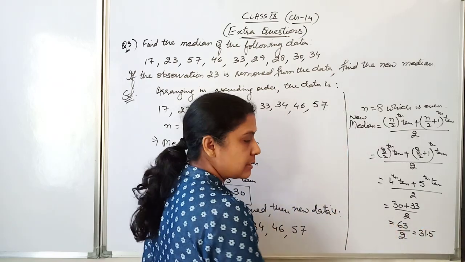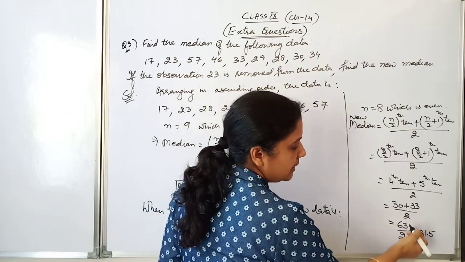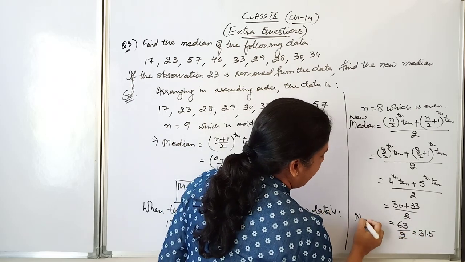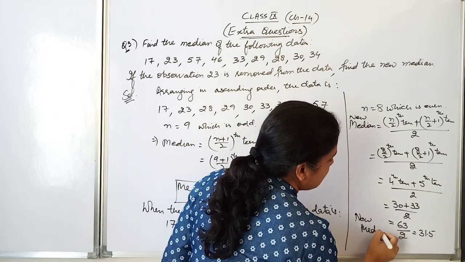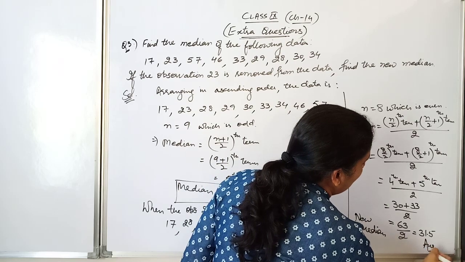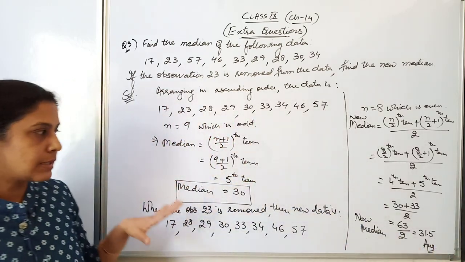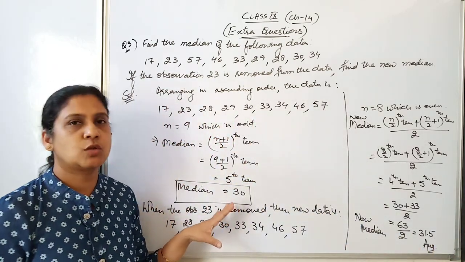2 3s are 6, 2 1s are 2, 10 is left. So it's 31.5. So this is the new median. So this is how we can solve many extra questions of statistics.